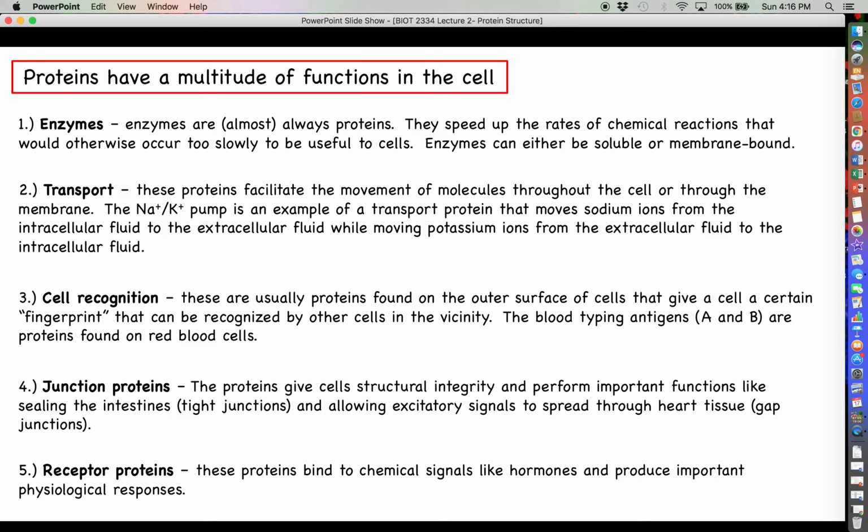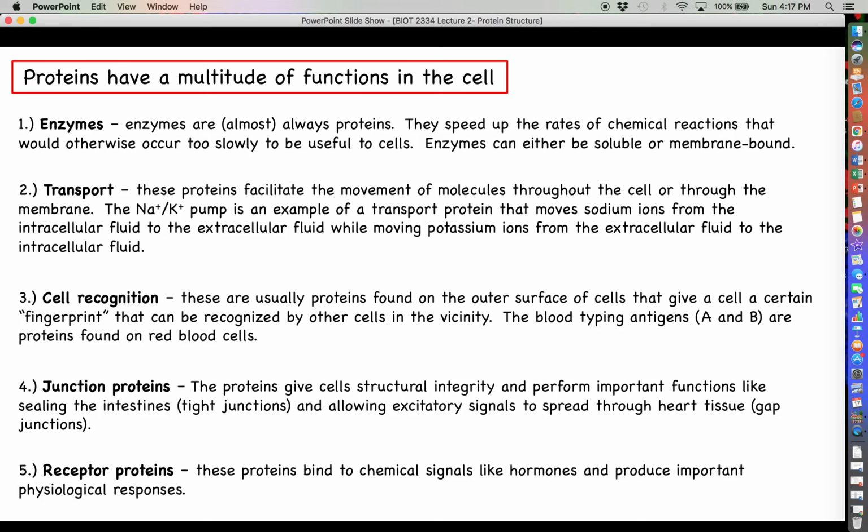Junction proteins are proteins that give cells structural integrity, give them strength and resilience, and then they'll also perform important physiological functions like sealing the spaces between epithelial cells in the intestines so bacteria and other creepy-crawly organisms cannot move from the food that we eat and into our bloodstream. That would be very bad. And then also different types of junction proteins can allow excitatory signals to spread throughout heart tissue, which is important for allowing our hearts to beat.